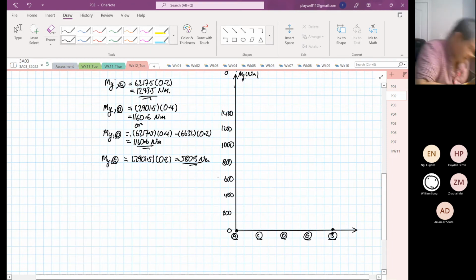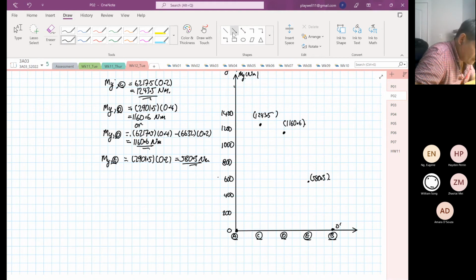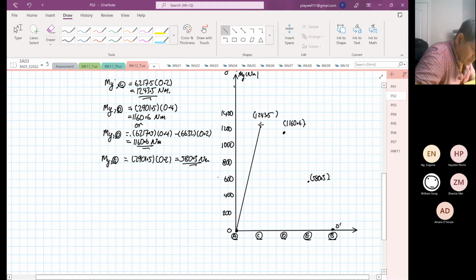Okay, so it is 1,243.5. Then you have point D at 1,160.6. Then you have 580.3 at point E. And then at point B, it goes back to 0. Okay, so that is how our profile looks like. Let me sketch our moment profile.